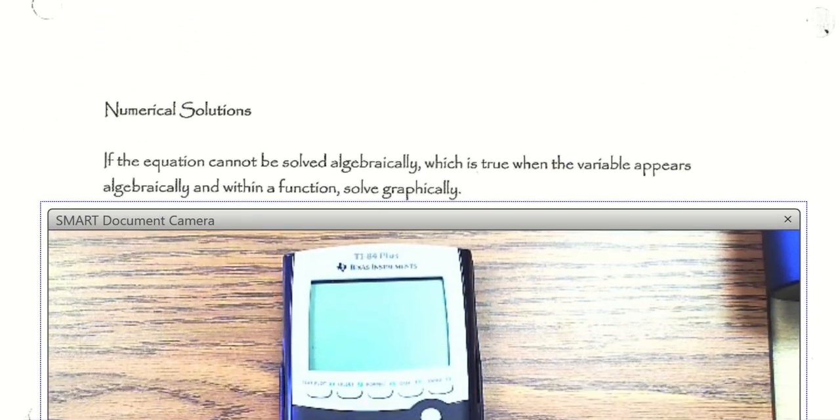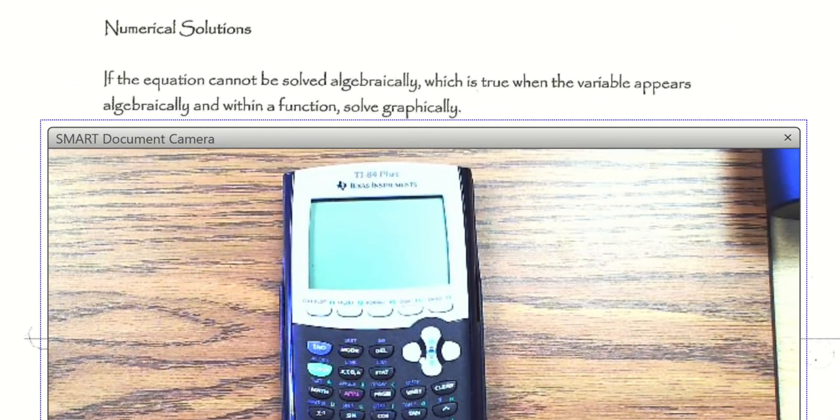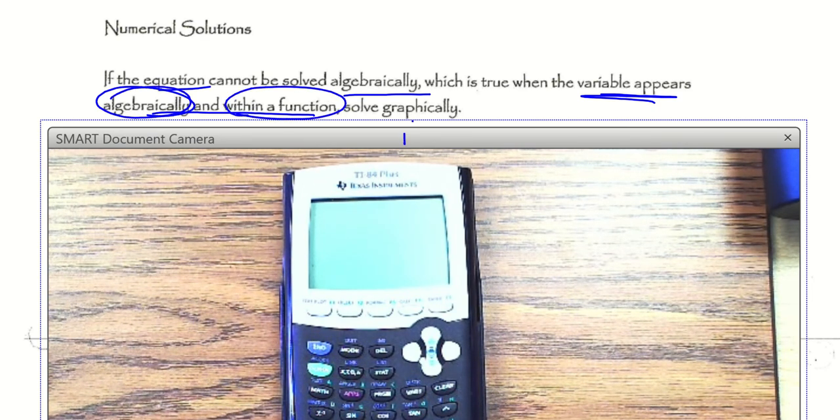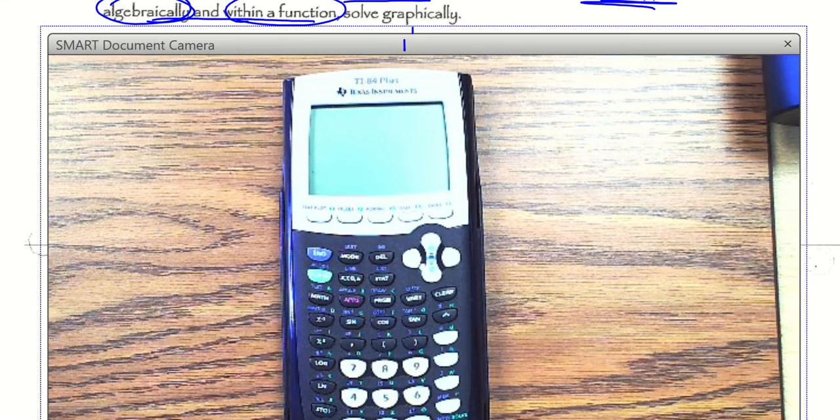Here's another situation. These are numerical solutions. If your equation can't be solved algebraically, which is true when your variable appears both algebraically and within a function, so our variable is both inside of a function and outside of a function, then we're going to have trouble solving that algebraically. When that occurs, we're going to solve it with our calculator from our graphing screen.